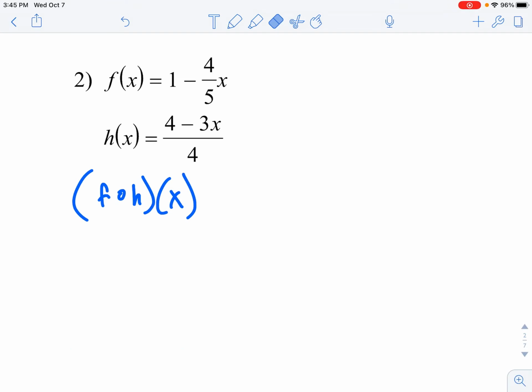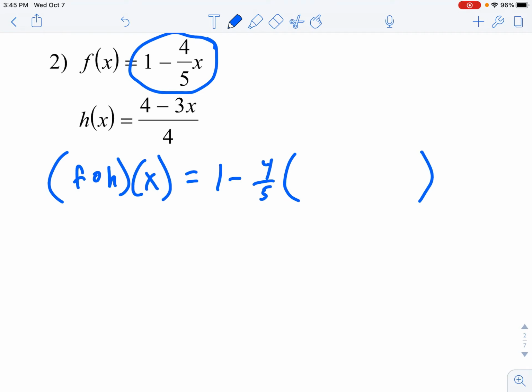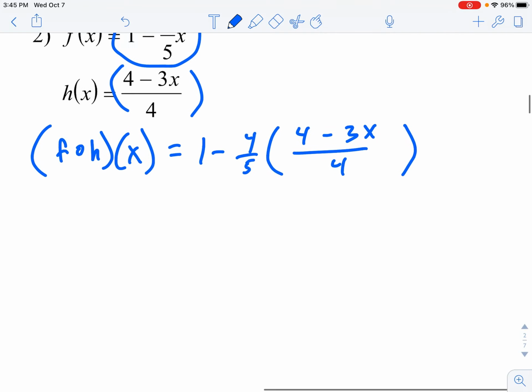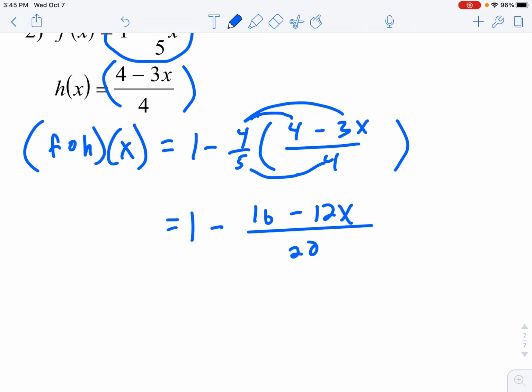Now I don't know how much room I'm going to need to work, so I'm going to just take it one step at a time. F of h of x means I need to take this function first, 1 minus 4/5 x. Remove the x and put this (4 minus 3x) over 4 in its place. Now I need to simplify this and see what happens. So it looks like I'm going to have to multiply top times top, bottom times bottom. So this is going to be 4 times 4 is 16. 4 times 3x is minus 12x. 5 times 4 is 20.